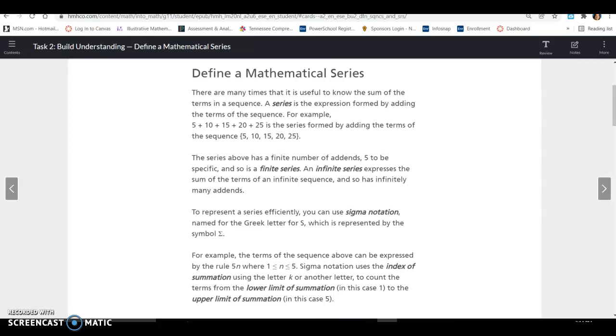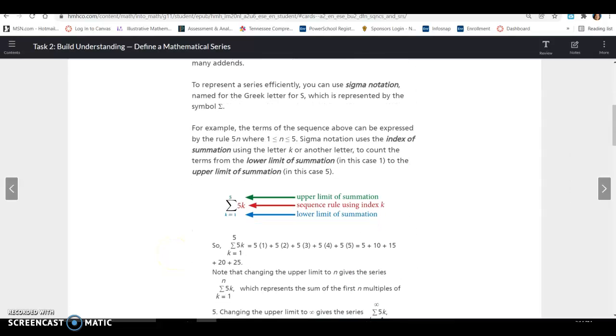To represent a series effectively, you can use sigma notation, named for the Greek letter for S, which is represented by this symbol. Okay, so this symbol here is sigma notation. For example, the terms of the sequence above can be expressed by the rule 5 times n, where n is between 1 and 5. Sigma notation uses the index of the summation, using the letter k or another letter, to count for the terms from the lower limit of the sum to the upper limit of the sum.